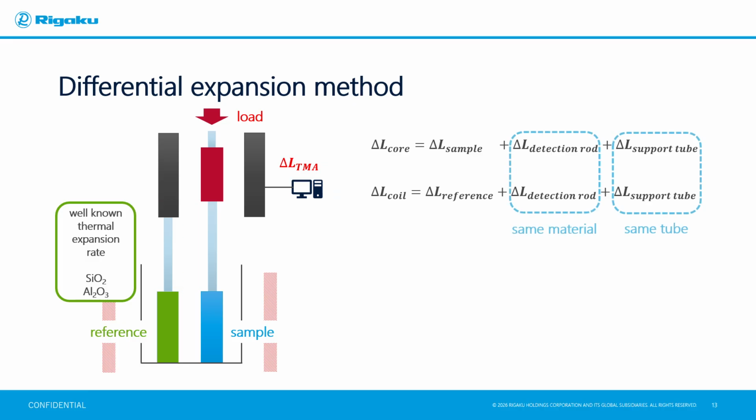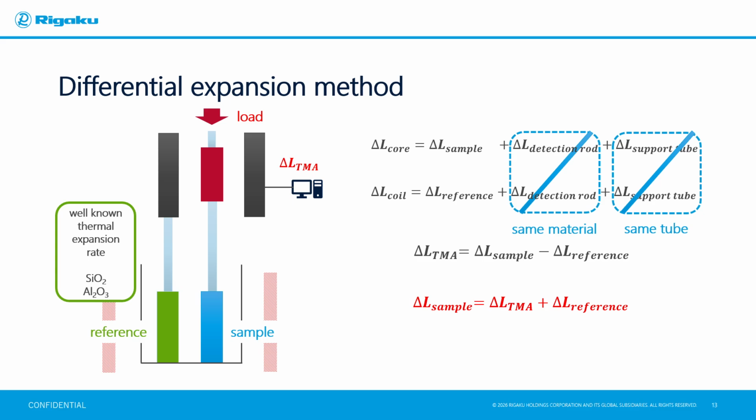In the measurement, the detection rods for a sample and reference are made of the same material. Furthermore, the sample and reference are placed on the same support tube. Therefore, when calculating delta L TMA, the delta L detection rod and support tube can be cancelled out. Ultimately, delta L TMA can be expressed as the difference between the delta L sample and reference. Further, rearranging the equation, delta L sample can be expressed as the sum of delta L TMA and delta L reference.